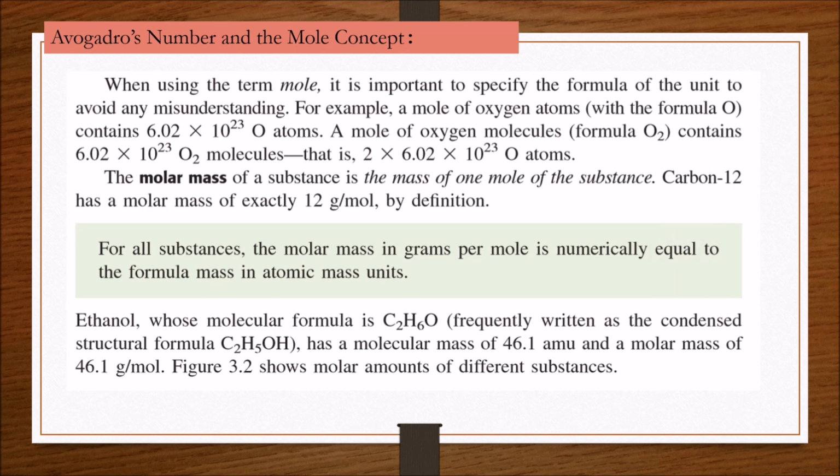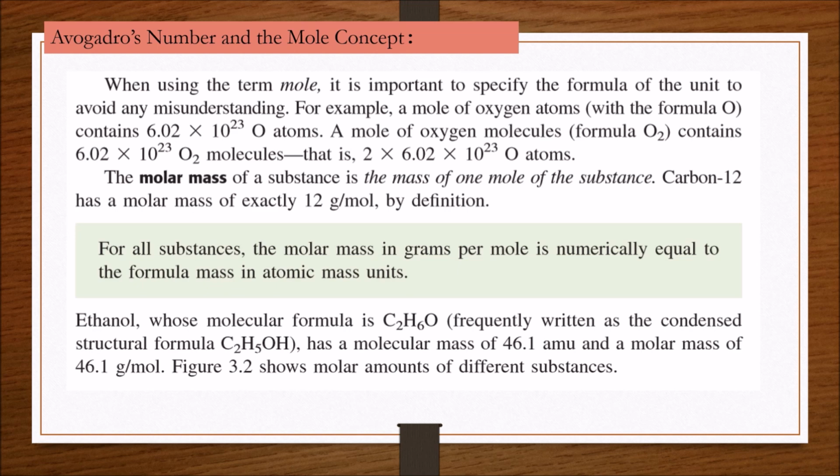When using the term mole, it is important to specify the formula of the unit to avoid any misunderstanding. For example, a mole of oxygen atoms with the formula O contains 6.02 times 10 to the 23 oxygen atoms. A mole of oxygen molecules with the formula O2 contains 6.02 times 10 to the 23 oxygen molecules. That is 2 times 6.02 times 10 to the 23 oxygen atoms.